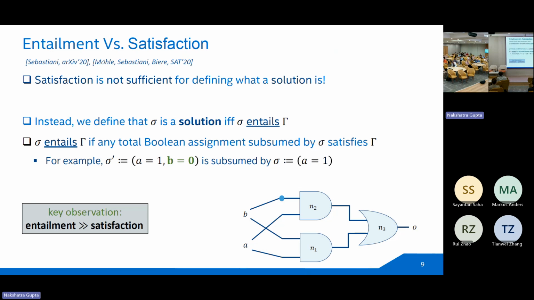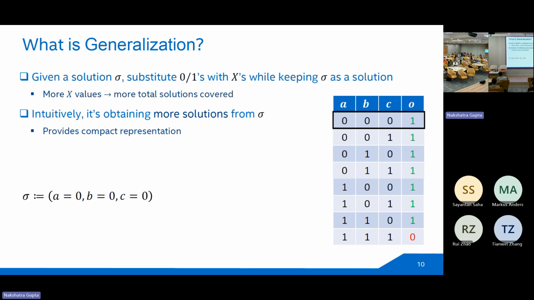A little bit more formally, any total Boolean assignment that is subsumed by my original solution needs to satisfy the circuit. So if, for example, we have the assignment from before, A is 1, B is don't care, the assignment where I replace the don't care value with 0, so the assignment A is 1, B is 0, is subsumed by my original solution. So the key observation here is that entailment is stronger than satisfaction. And we can use that observation when we generalize.